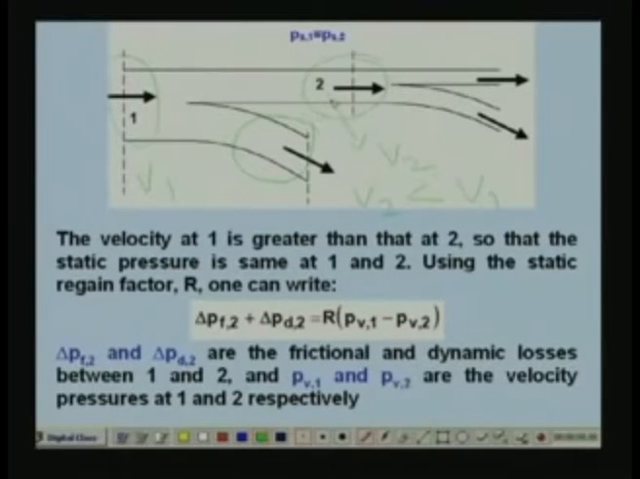So, when you are reducing velocity, what happens? There is a conversion of velocity pressure into static pressure rise. Okay, this I have discussed in the last lecture. This is what is known as static regain factor. Okay, this rise in static pressure due to reduction in velocity pressure is such that it matches with the frictional and dynamic losses in the section from point 1 to 2. That means whatever is the frictional losses from point 1 to 2 is equal to the static regain factor R multiplied by the velocity pressure at point 1 minus velocity pressure at point 2. Okay, PV1 minus PV2. PV2 is always lower than PV1. That is how you select the dimensions of the downstream duct.